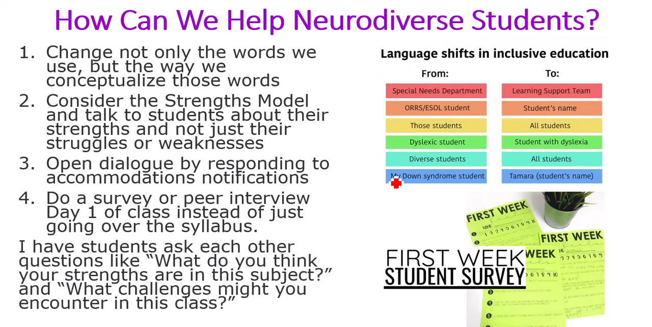So what I do is I have students ask each other questions like, what do you think are strengths in this subject? What challenges might you encounter in class? I teach English, so I ask about their favorite book and their least favorite book. I write down all the favorites if I haven't read them before, and I try to read at least one or two. But that helps them too to kind of create a community and to have a little bit of a safe space to maybe say like, yeah, challenge is that I hate English, but my strengths are that I like reading poetry, whatever the case may be.